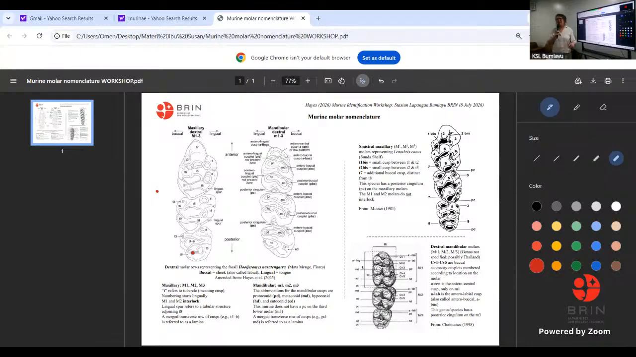It is a bit complicated, isn't it? Dentists do this as well, naming the cusps. Are you ready for the mandible or am I being too fast?